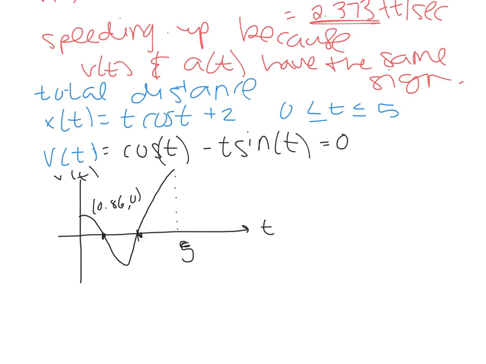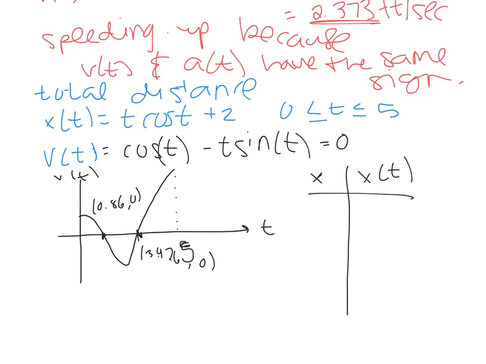So this first point, using the zeros in my calculator, is 0.86, comma 0. And this second point is 3.426, comma 0. So when I set up my little table, we want to plug in the times that are important to us: the times our particle is starting, stopping, or our velocity equals 0. And then the distance at each of those points. We're going to use these times from our velocity graph, but plug them into our position graph.